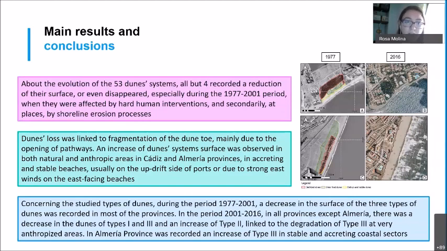Concerning the studied types of dunes, during the period 1977-2001, a decrease in the surface of the 3 types of dunes was recorded in most of the provinces, and in the period 2001-2016, in all provinces except Almeria, there was a decrease in the dunes of types 1 and 3, and an increase of type 2, linked to the degradation of type 3 in very anthropized areas. In Almeria province an increase of type 3 was recorded in stable and active coastal sectors.